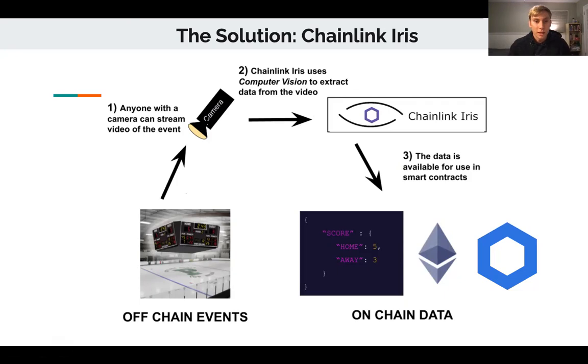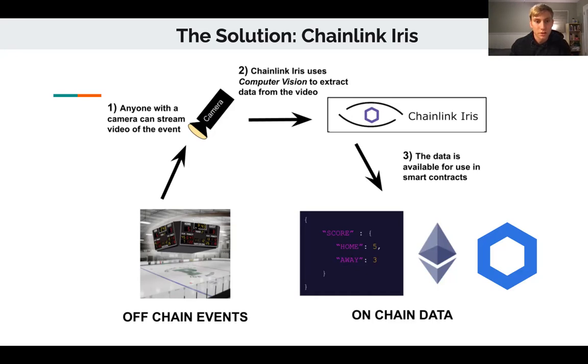Then anyone with a camera, so a smartphone or, I guess, a webcam, could stream video via Chainlink Iris of the event. And those frames would be processed on the back end of Chainlink Iris, which has data policies registered to it that say, hey, we need to extract this type of data from these frames. And in this case, it would be extract scoreboard data.